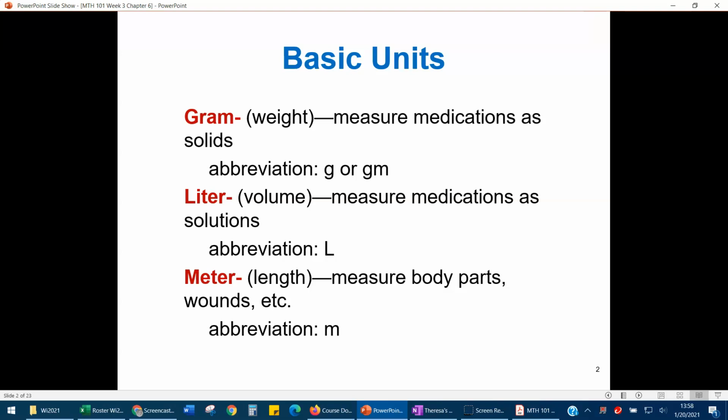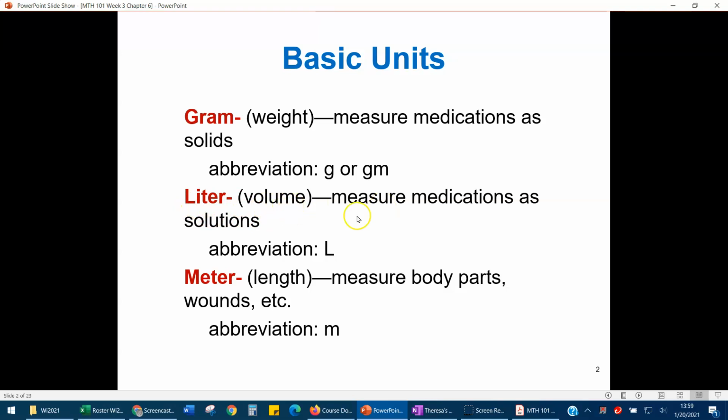In the metric system, there are 3 basic units of measurement, one for weight, one for volume, and one for length. Weight, which we use to measure solid medications or measure body weight, is based on the gram. The abbreviations for gram are G or GM, and usually we use G. I've not seen GM used.